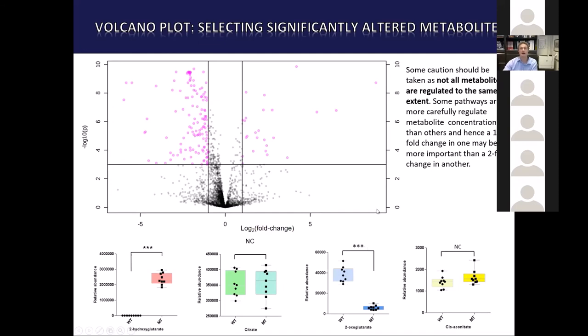Although that doesn't mean it's not important, of course. And it's worth pointing that out. Focusing on how big the change is actually misses quite a lot of biology, because certain pathways are going to be tightly regulated in general compared to others. And so it's easier to get a larger fold change in one pathway compared to another one. And actually the TCA cycle is very well regulated, and so any changes you find there are probably quite important.